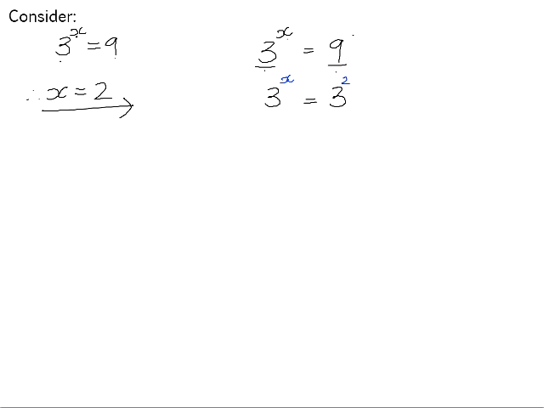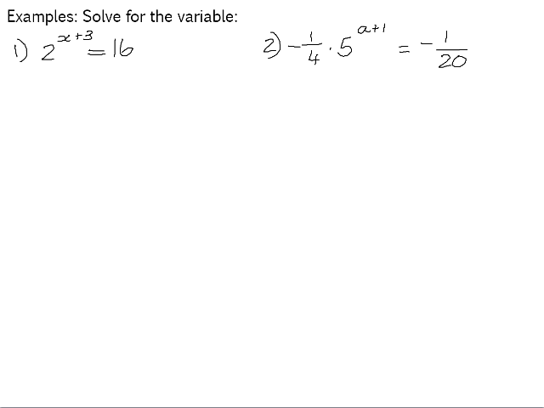Now, because the bases on each side are the same, 3 to the power of something is equal to 3 to the power of 2. Therefore, the only thing that x could be is 2, because only 3 squared is equal to 3 squared. So therefore, x must be equal to 2. So when we solve exponential equations, we want to get our variable with a single base on one side of the equation, and then we want to rewrite whatever is on the other side of the equation as the same base. Okay, so let's take a look at some other examples.